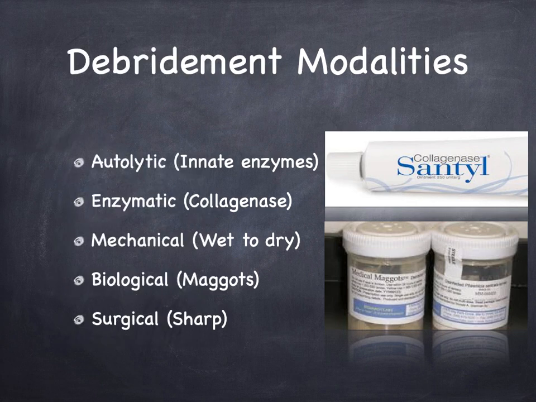Now you have 5 different modalities. You have autolytic, which is your body just innately dissolves it; enzymatic, using things such as collagenase; mechanical, wet to dry; biologic, using maggots; and surgical, which is using sharp objects.